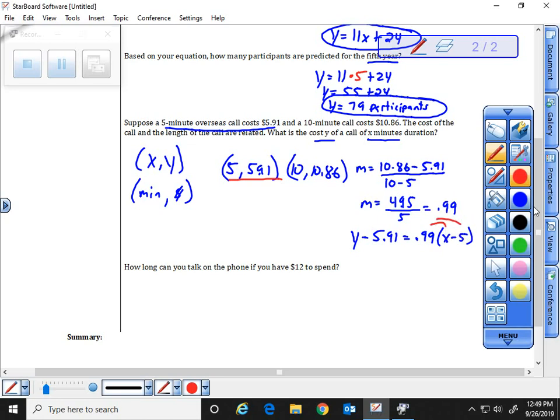Distribute the 0.99. Minus 4.95. Add the 5.91 to both sides. You get to 0.96, or 96 cents.